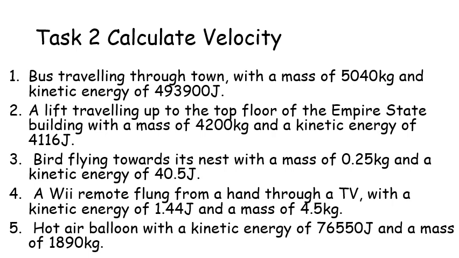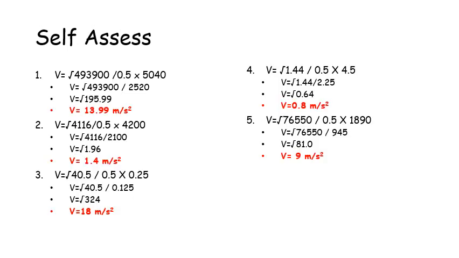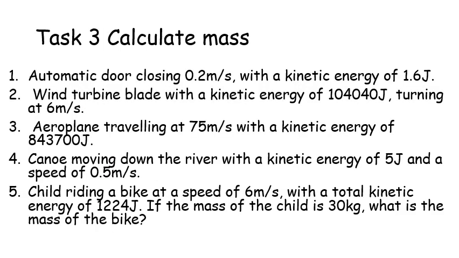Task 2. Calculate velocity. Now we're going to use our rearranged equation to calculate the velocity in the next 5 questions. Pause the video, have a go at the questions. On the next slide will be the answers where you can self-assess in red and green pen. Task 3. Now we're going to calculate mass. There are 5 questions. Use your rearranged equation to calculate the mass. On the next slide, there are the answers where you can red pen and green pen self-assess.